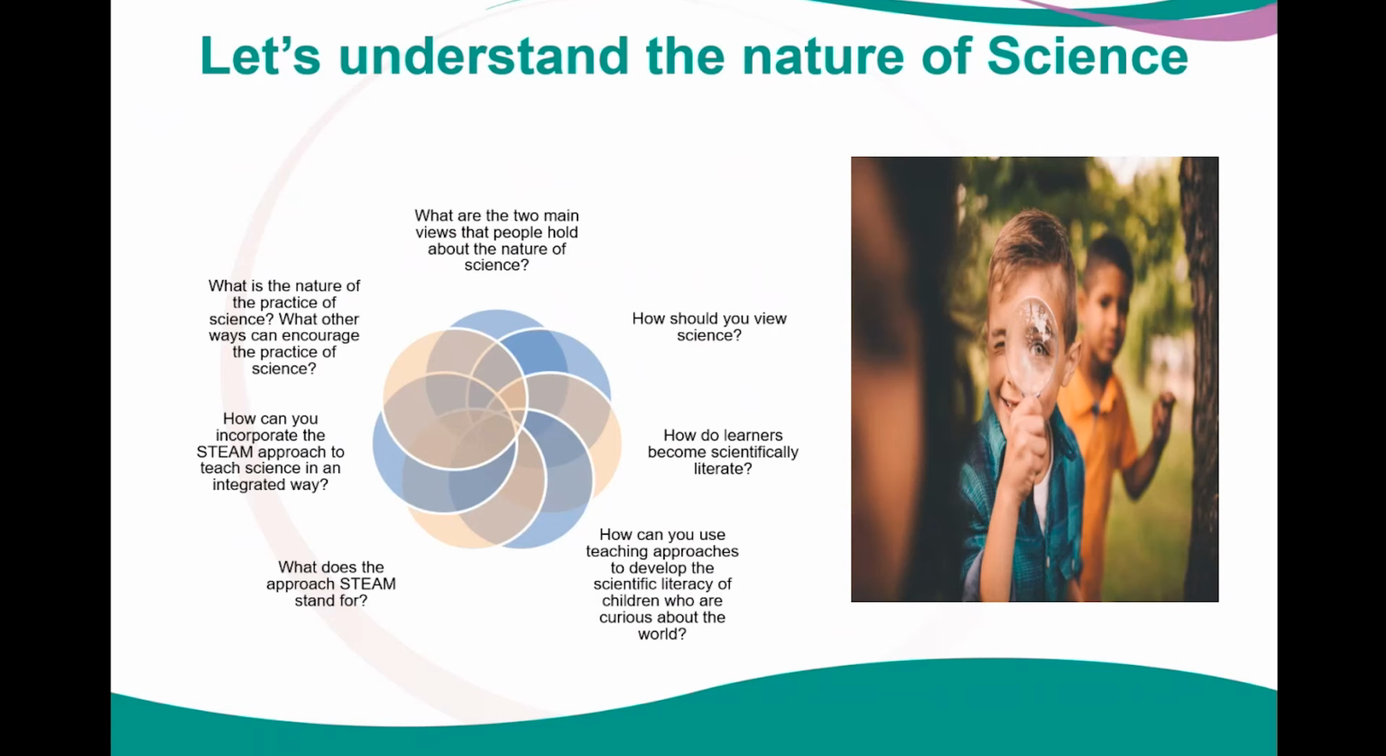So, what are the two main views that people hold about the nature of science? There's a more traditional view, held by some teachers, that science is a subject and it has rules, it has laws and theories, and they need to be learned. And then, if you look at the more modern view, science is a study of natural phenomena, as well as trying to understand the world and a way of thinking and acting.